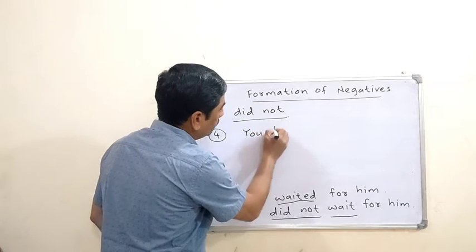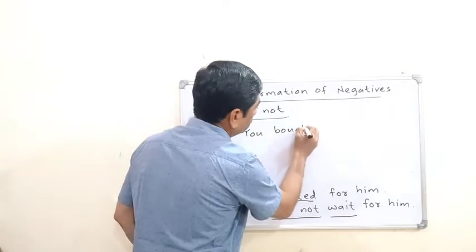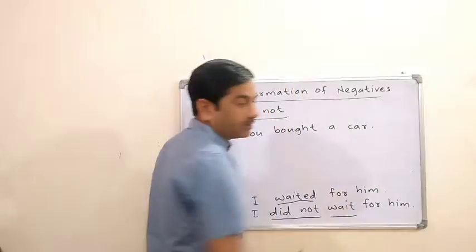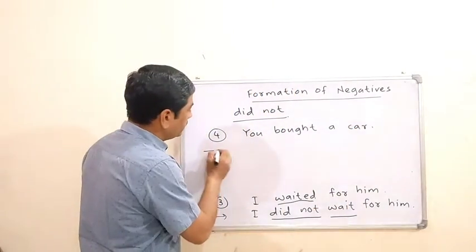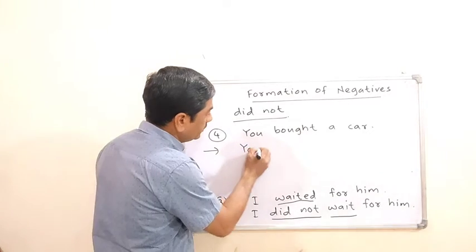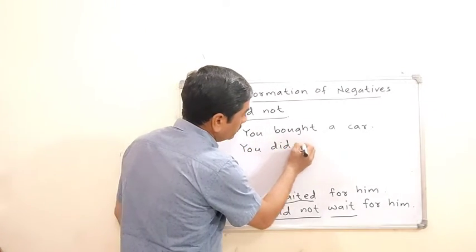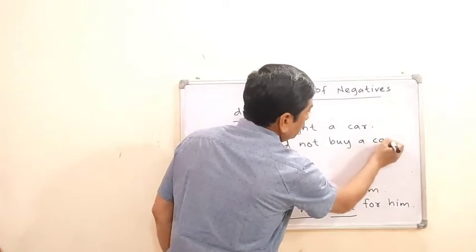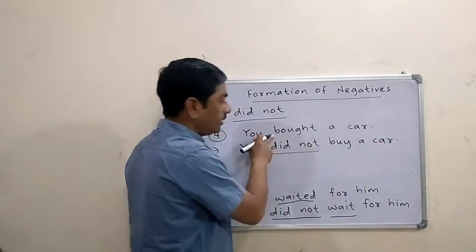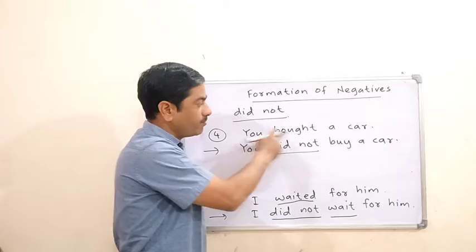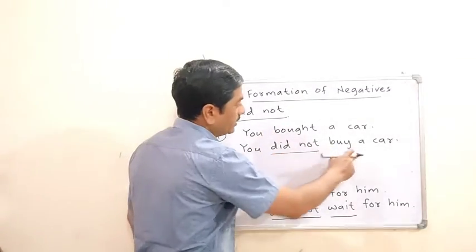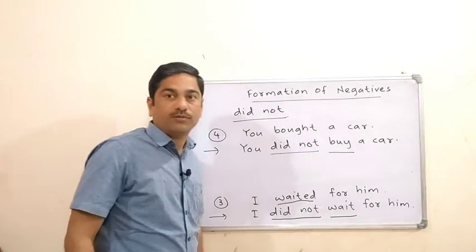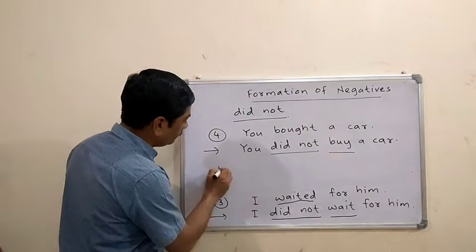You bought a car. Its negative is you did not buy a car. Bought is the V2 form of buy. So in a negative sentence, you will make use of the V1 form, the base form of the verb.